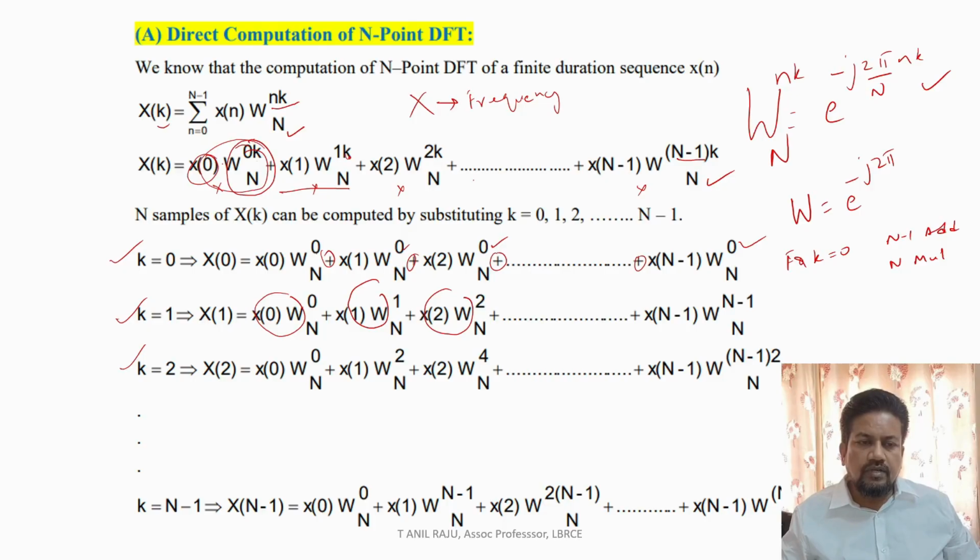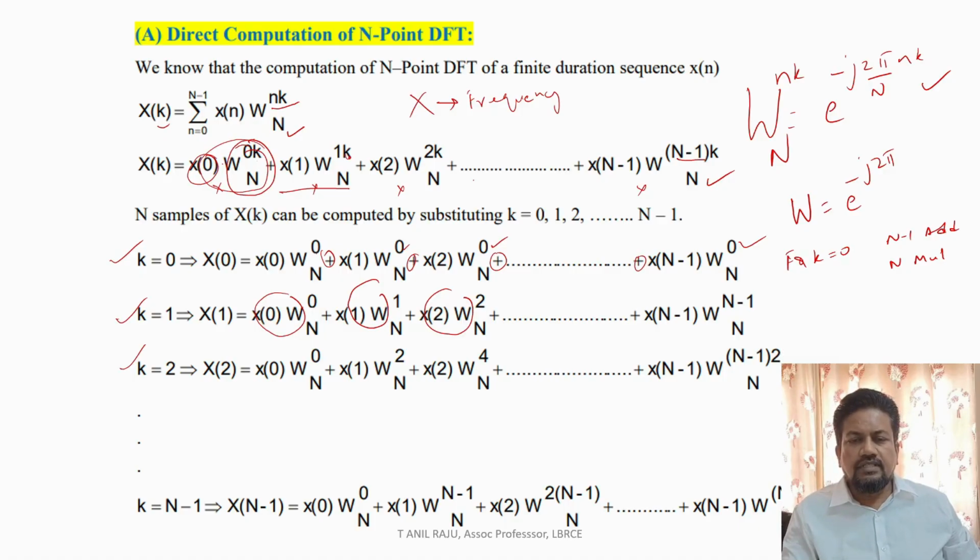What we can conclude from this direct computation is that if you want to compute a DFT directly, the number of complex multiplications required is N, and the number of complex additions required is N minus 1. This is for one equation. For k equal to 0 to N minus 1 values, that number will be multiplied by N. That we are going to discuss in the next slide.